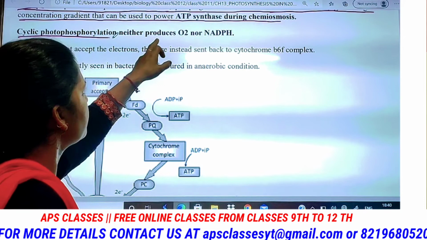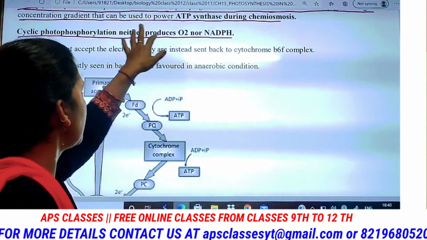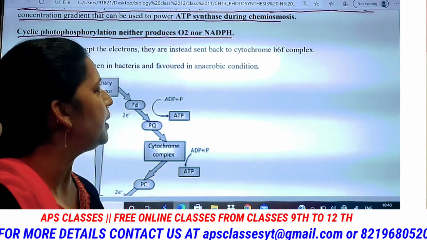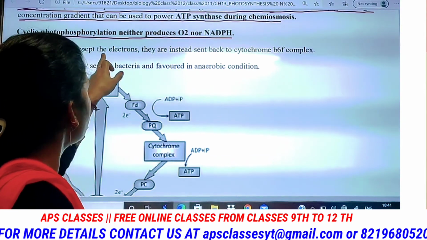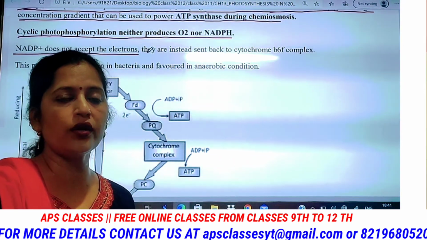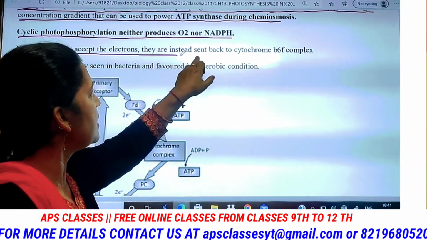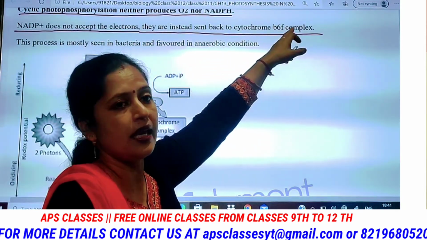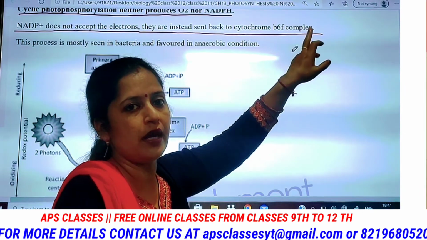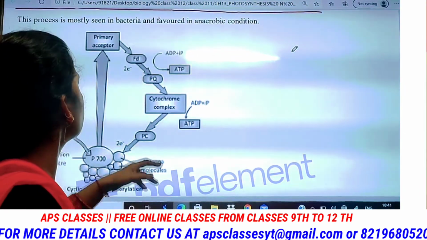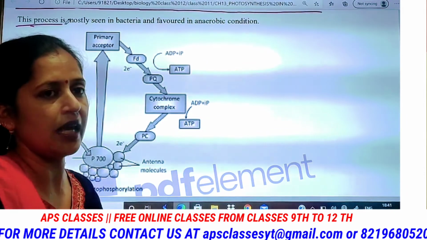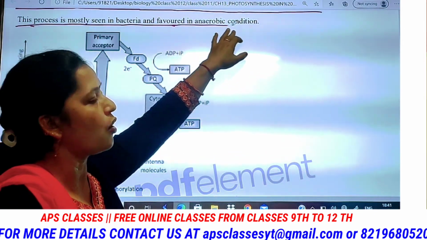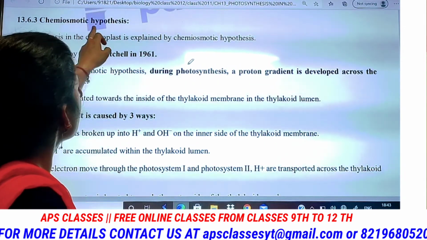Cyclic photophosphorylation neither produces oxygen nor NADPH. NADP positive does not accept the electrons. They are instead sent back to cytochrome b6f complex, where they are passed out again. This process is mostly seen in bacteria and favored in anaerobic conditions.